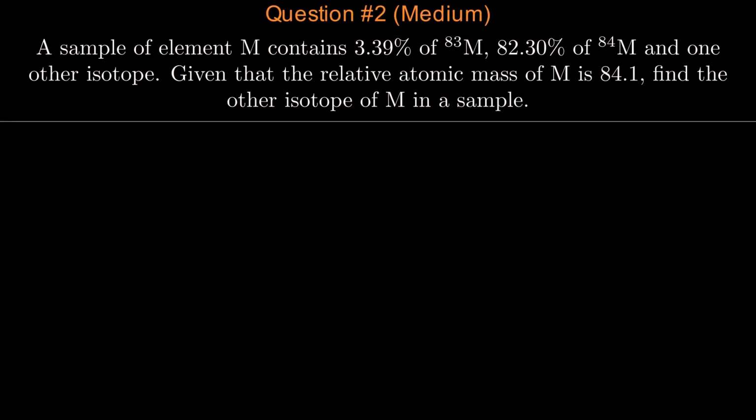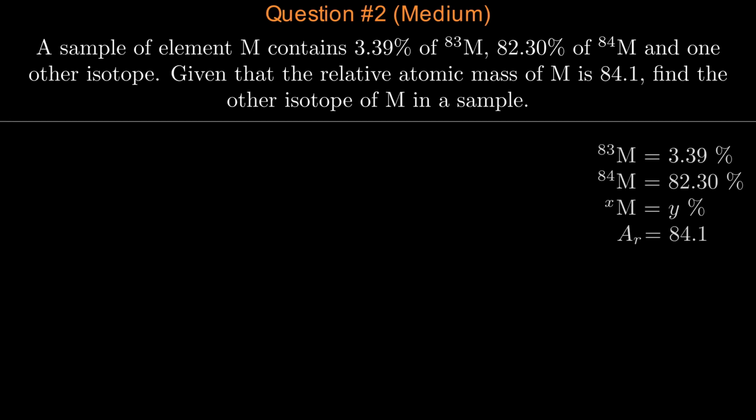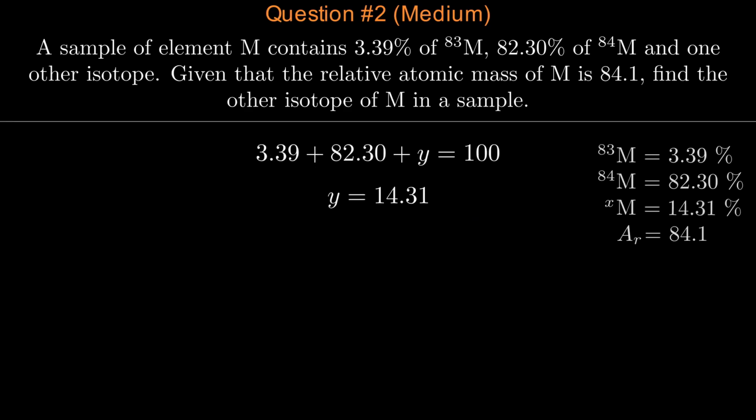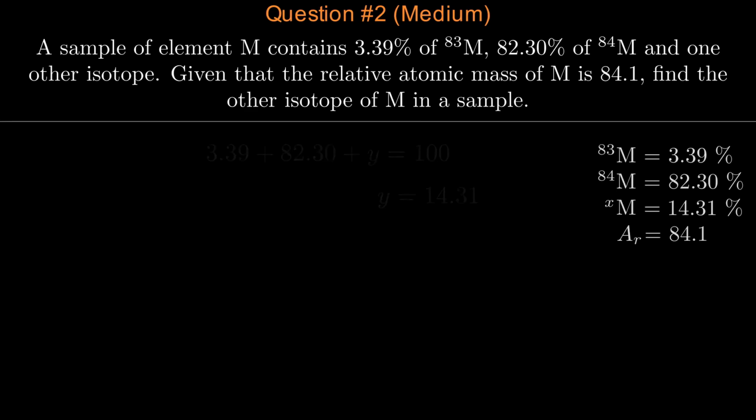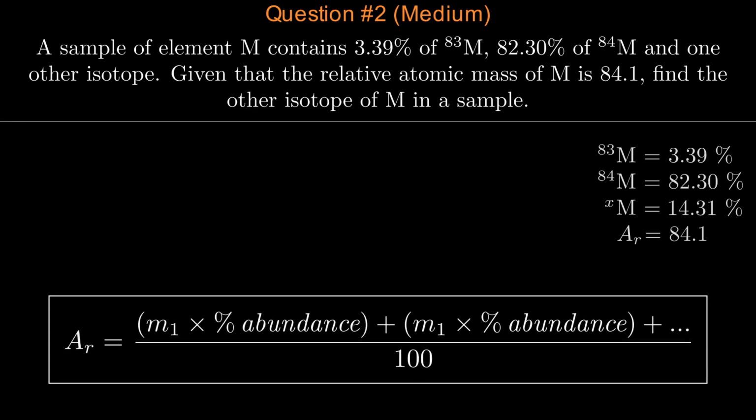Okay, now you're ready to tackle the second question. Try it yourself and only then watch the solution. So, as before, rewrite everything without mistakes. However, we completely don't know one of the isotopes. Not a problem, let's denote its isotopic mass with X and its abundance with Y. Since percentages add up to 100, we can write the following equation, and so the Y drops out to be 14.3.